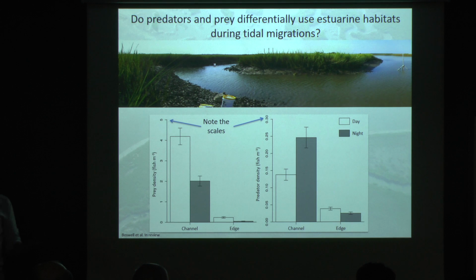So many more prey than predators, and they tend to like channel better than edge. So if I had two small nets and I put them out there and I sampled them, I would have known the same thing and not had to spend the $100,000 to buy the sonar and have the same answer, right? But fortunately, we can do a little bit better than that.